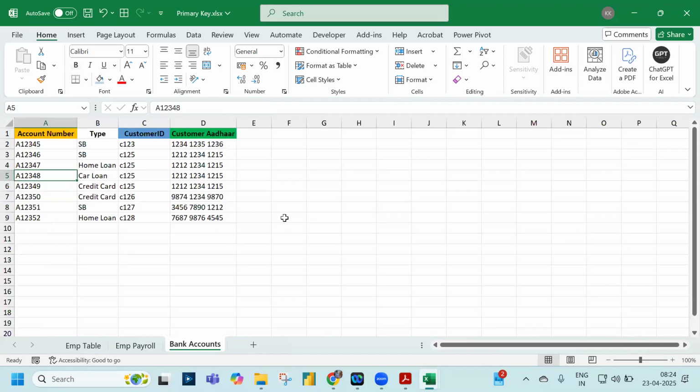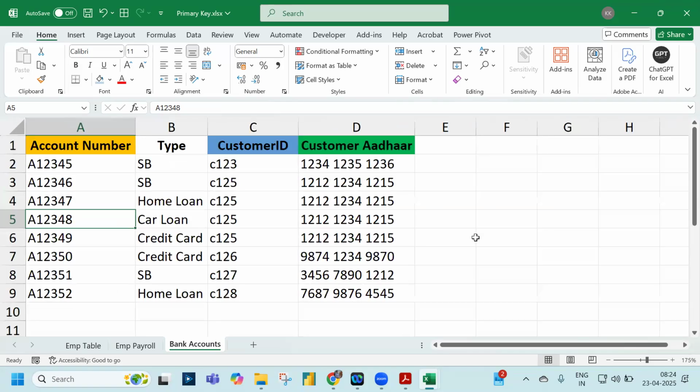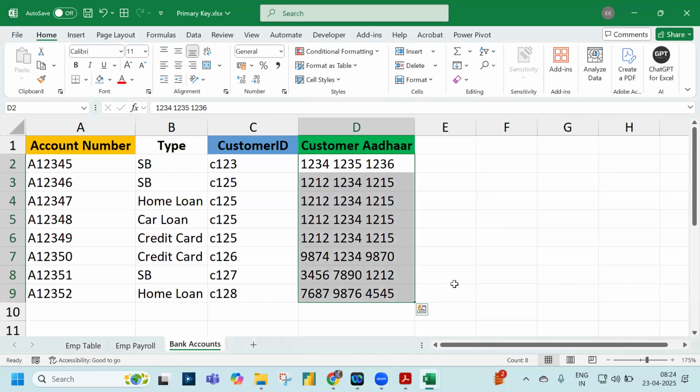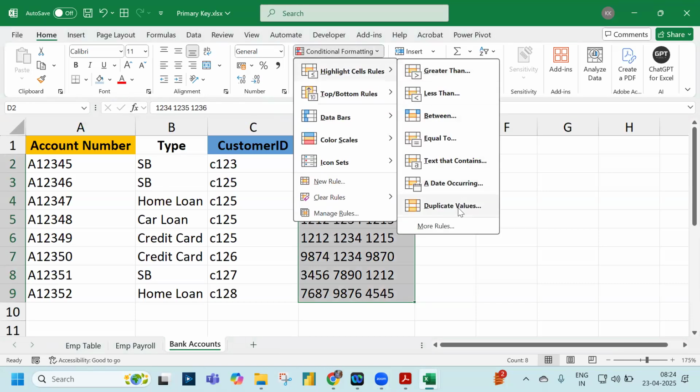Tell me which one is a primary key here. I'll zoom it in a bit. Account number. Okay, let's hear it from others also. Aadhaar number. Aadhaar is the primary key? Okay, so you don't see any duplicates here? Duplicates are there.